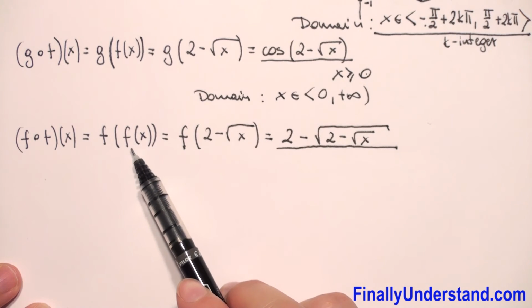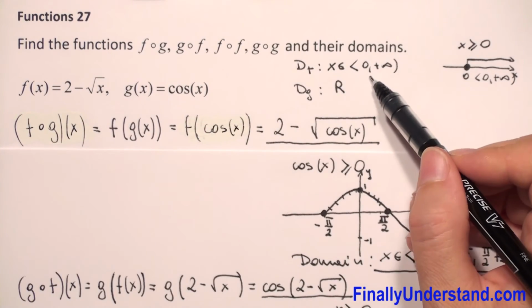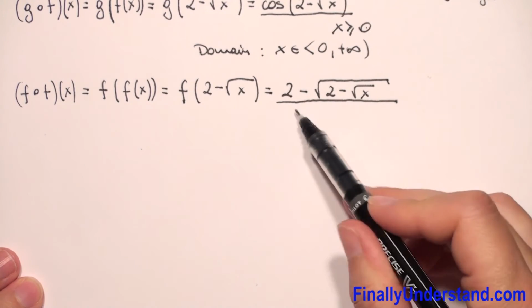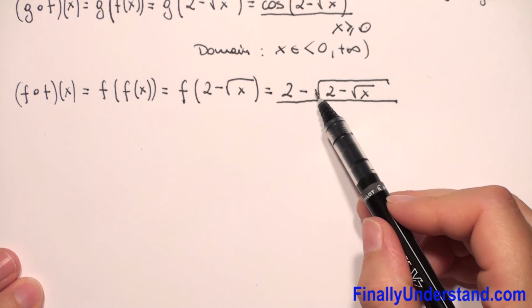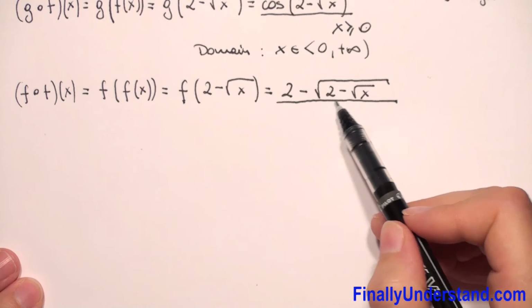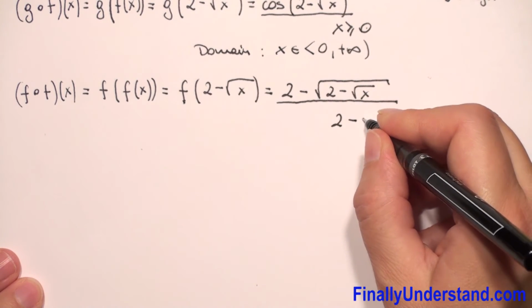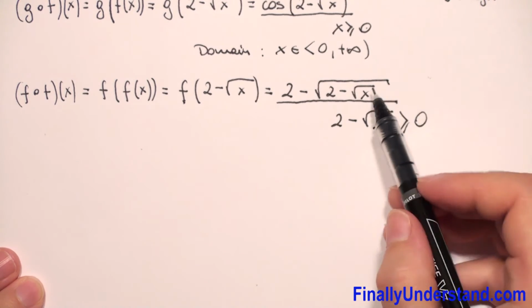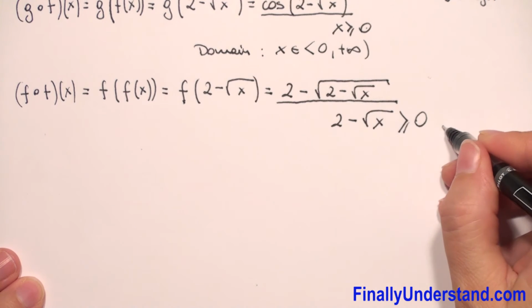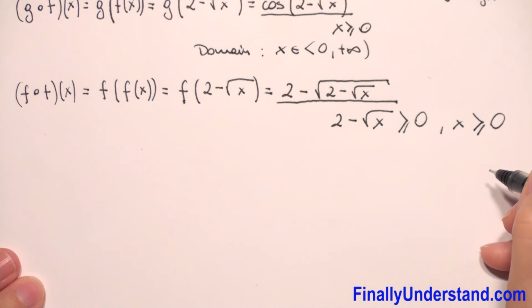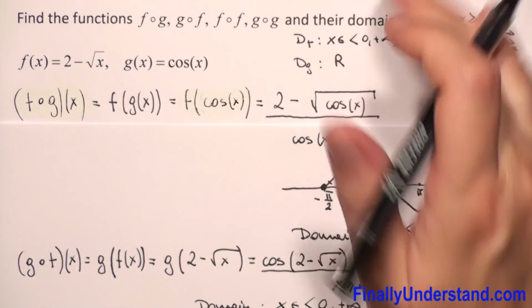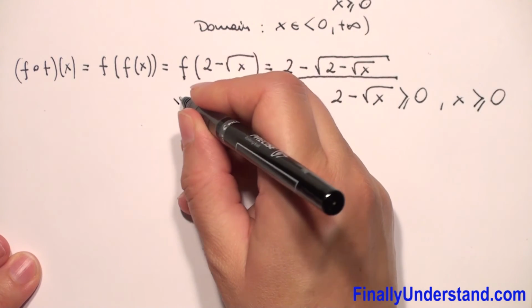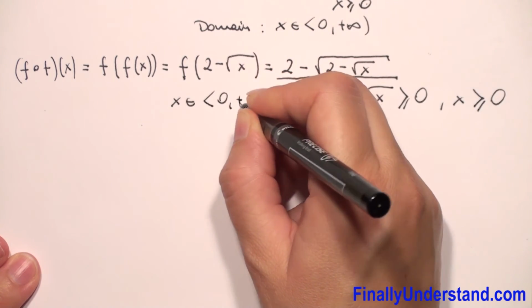And now we have to find the domain. First, like before, we check our f function. The domain of our f function is interval from 0 to positive infinity. And we have to find the domain of this expression. Because we have square root, whatever is under square root, in our case 2 minus square root of x, must be greater than or equal to 0, and we have one more square root from x, so x must be greater than or equal to 0, and from our f function domain we have interval from 0 to positive infinity. Let me put this here. x belongs to interval from 0 to positive infinity.